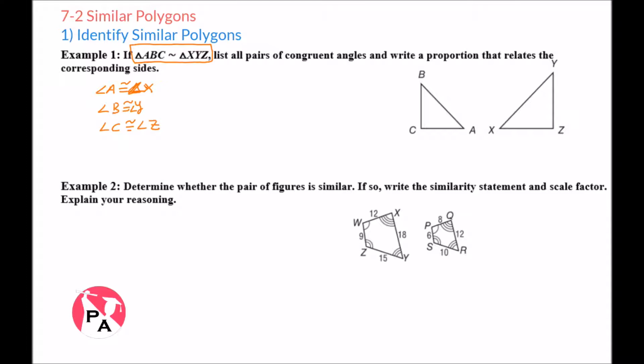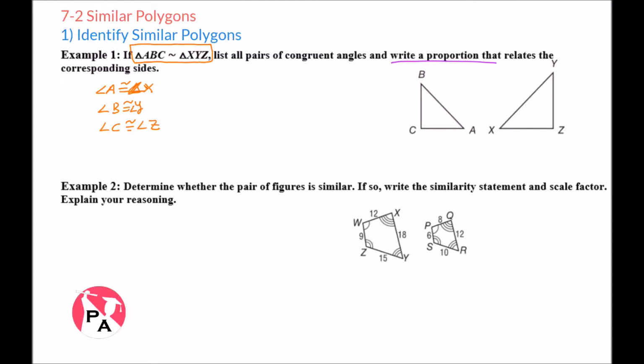We are going to write a proportion that relates the corresponding sides. I'm going to make a list of all possible proportions. Their measures are going to be the same anyway. For that, we are going to use this similarity statement again. Remember, to name a side, we need 2 points. For example, side BC, we need 2 points to name a side.